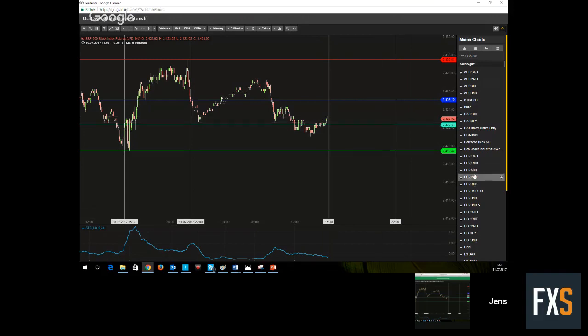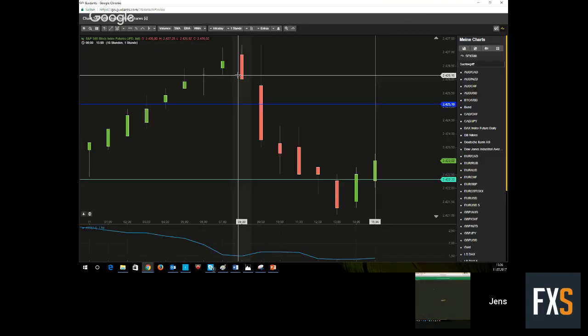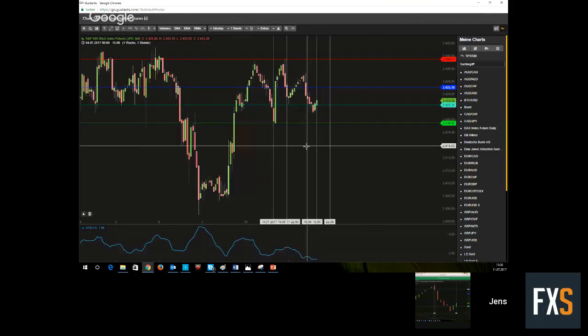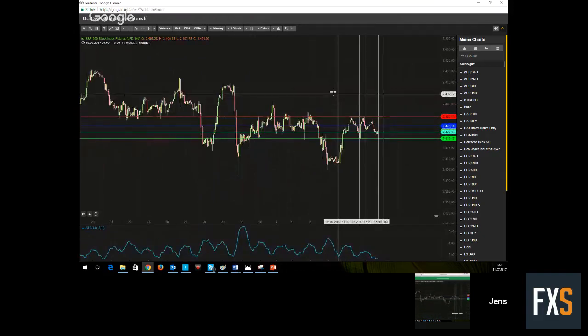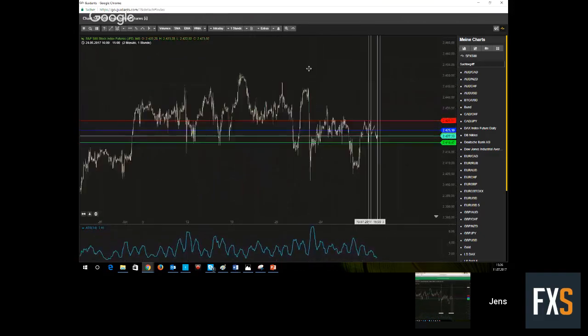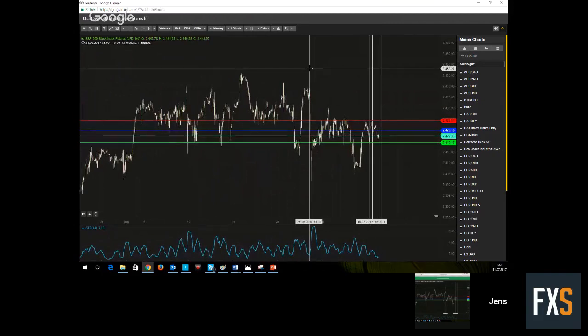But nevertheless, what we can already do is switch over to the hourly chart and see where the overall advantage is. So meaning, which direction do we want to trade in? And if you look at what's happening right now, we can see the volatility.